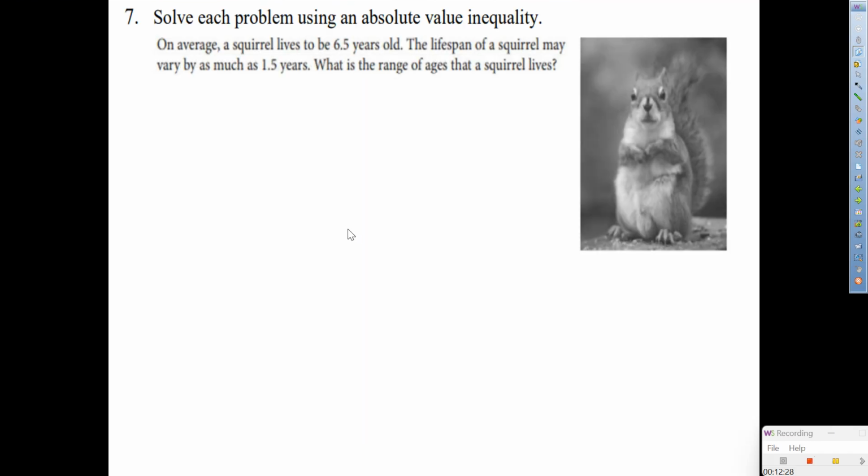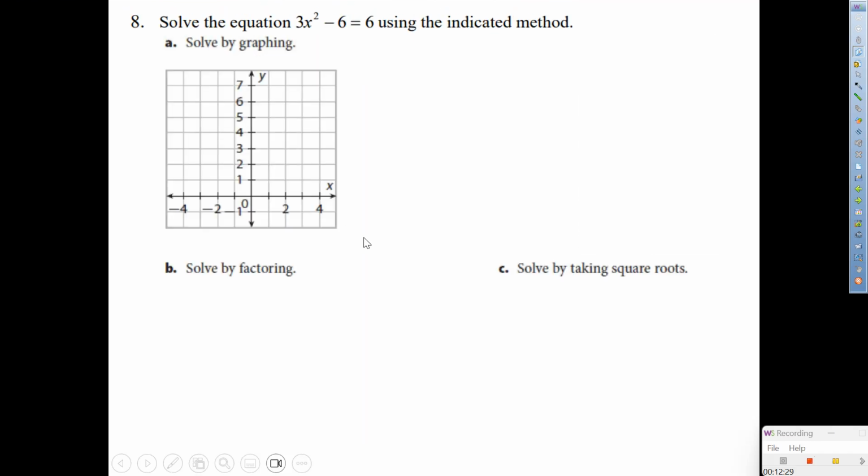That was number 7. All right, here we go. Let's get into the nicer stuff from yesterday's homework. And it reads, solve the equation 3x squared minus 6 equals 6 using 3 methods. What are they? Graph, factor, and square root. Which is the easiest method? Square roots, yes? All right, so I'm going to start there.